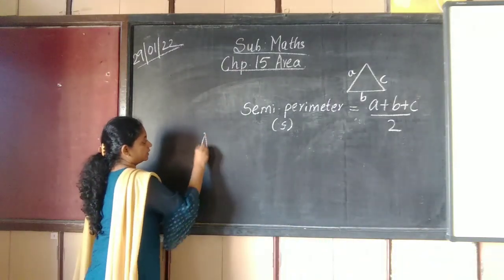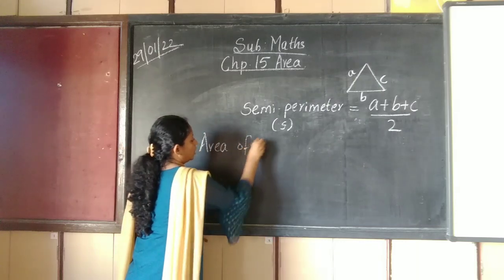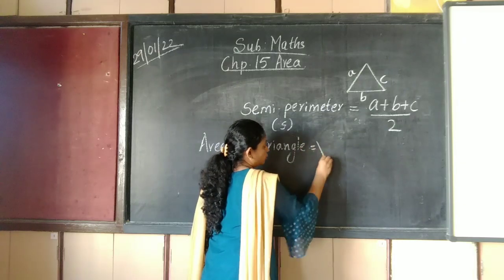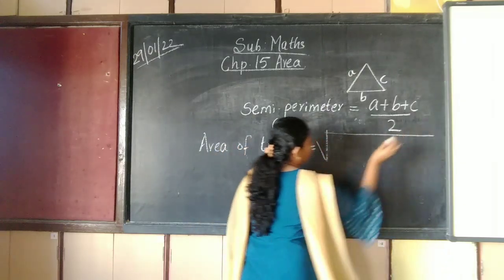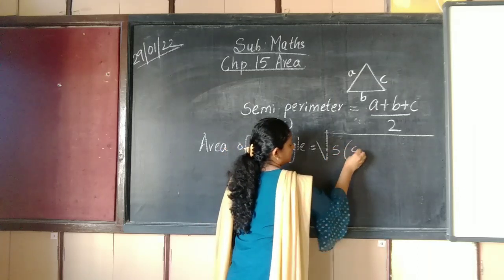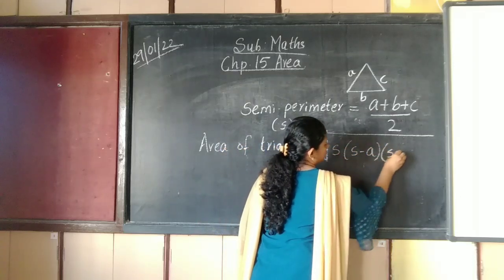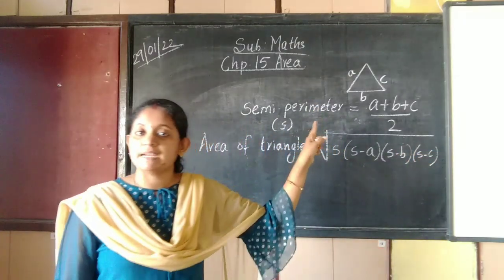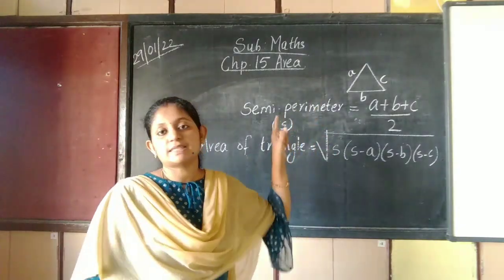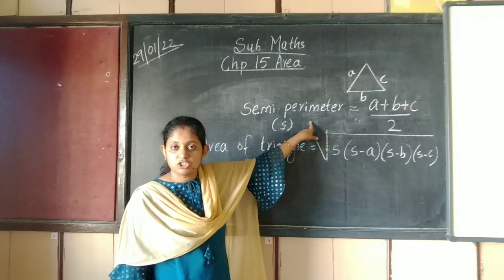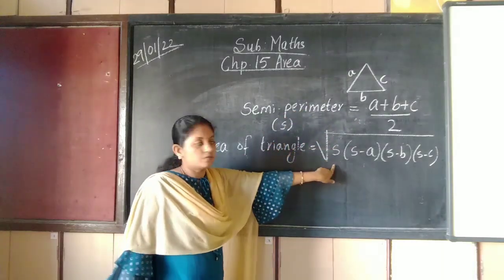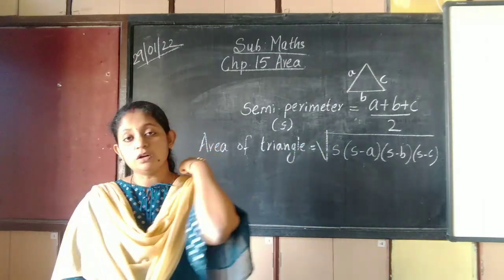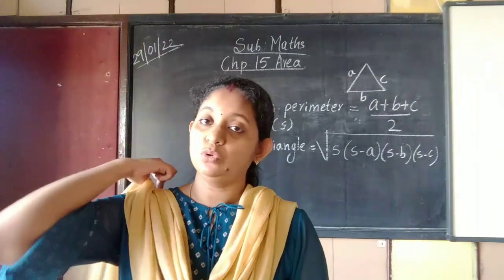So what is the area of triangle? Area of triangle is equal to square root of s into (s minus a) into (s minus b) into (s minus c). a, b, c are the sides of the triangle and s is the semi-perimeter, which we find initially, half of the perimeter. That is the value of s and you are going to find the square root of it. So here you are going to use the square root.